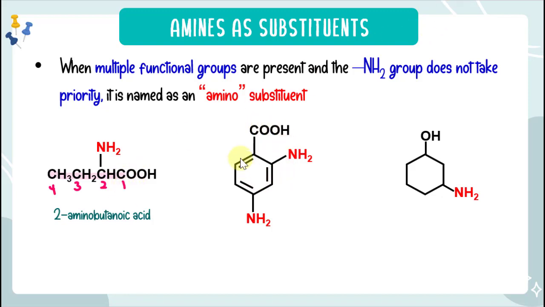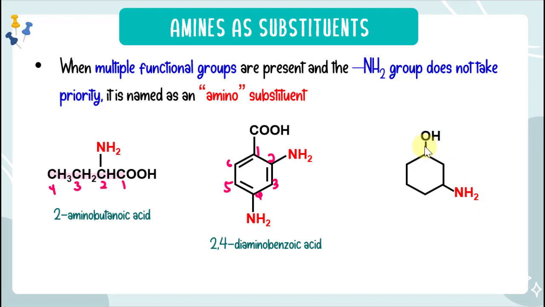For the aromatic carboxylic acid, we know the parent will be benzoic acid. So the carbon that is attached to the carboxyl group will become the first carbon. Since this amino is closest to our carboxyl group, we number it clockwise: 2, 3, 4, 5, and 6 carbon. So the IUPAC name for this compound will be 2,4-diaminobenzoic acid.